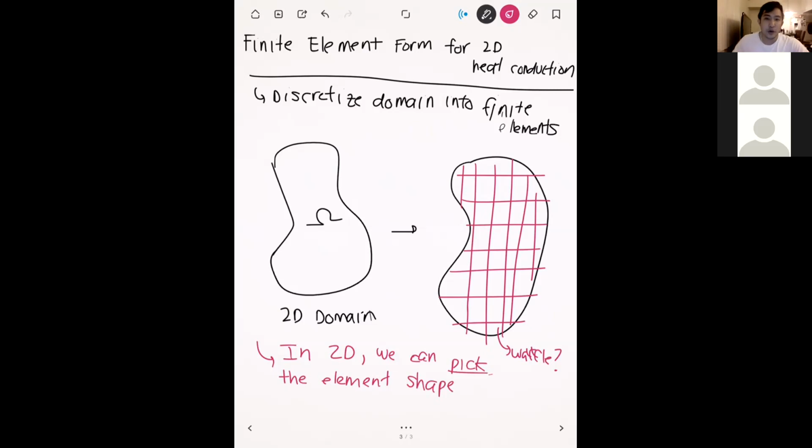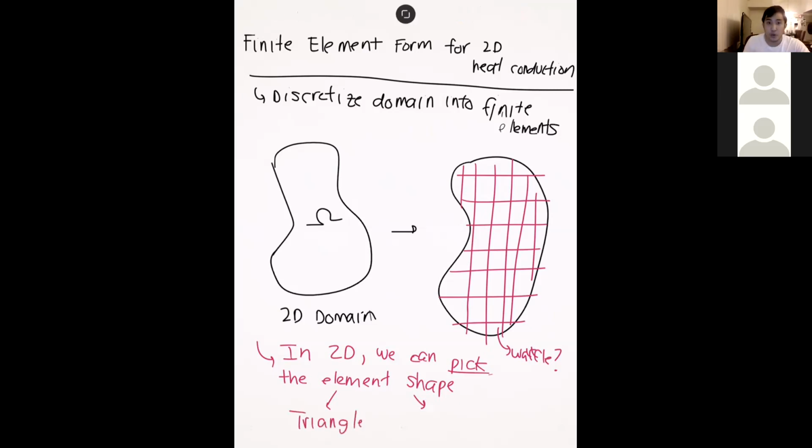Because in 1D, you really only had one choice. The only shape that you can have for an element in 1D was just a small line. In 2D, you can basically use any kind of 2D shape that you can imagine as your element shapes. Obviously, there are some shapes that work better than others. In particular, for this class, we're going to go over the two most common shapes, both of which you can find in ANSYS.